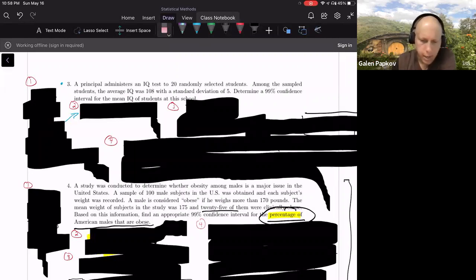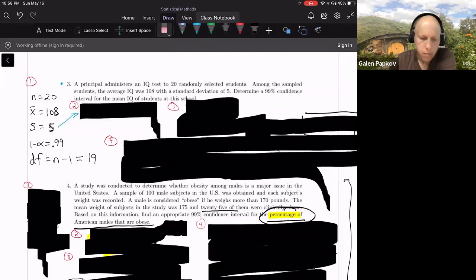And so in this case, again, you want to write down what you know. What we know is that n is 20, x bar is 108, s is 5. It's s because that 5 value came from the sample. That's the second sentence. 1 minus alpha is given to be 0.99 or 99%. And since sigma is not known, we are going to be using the t-table.